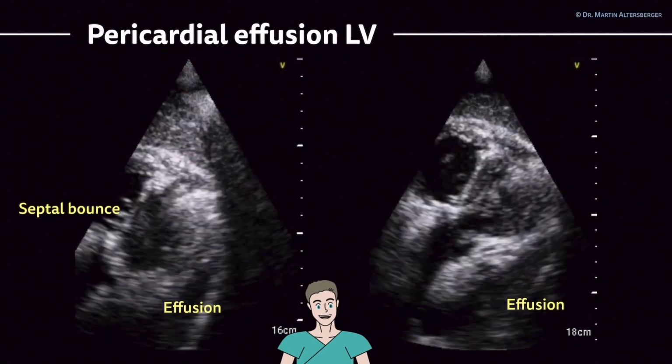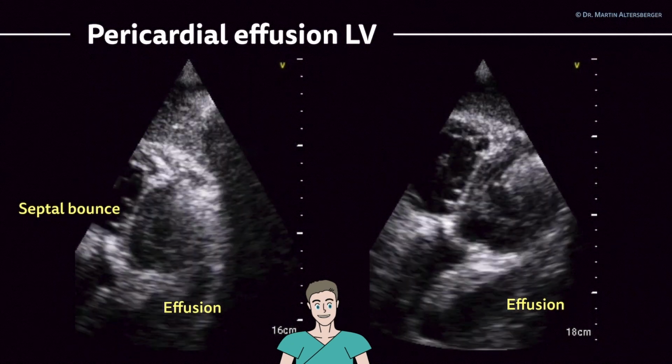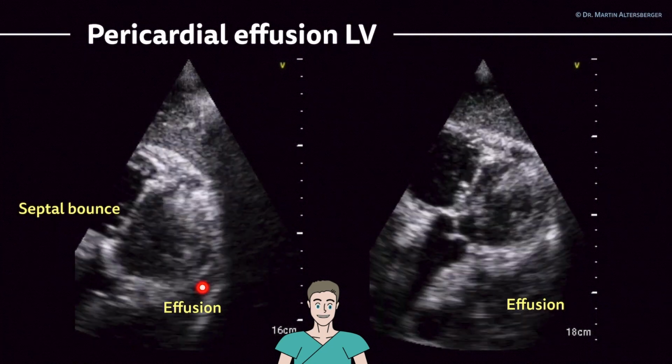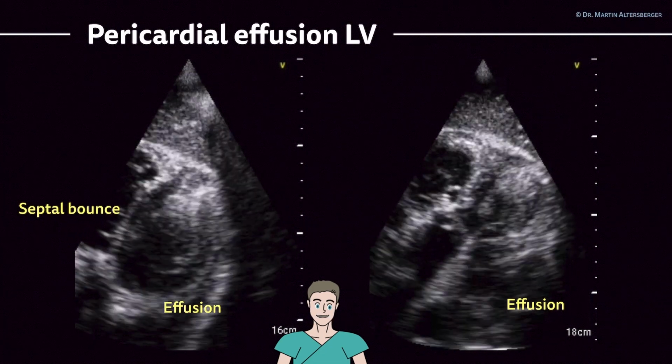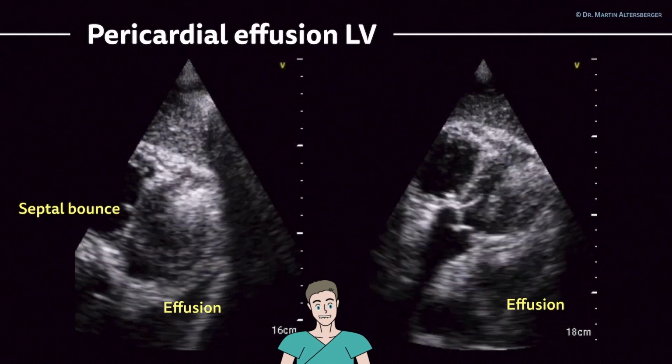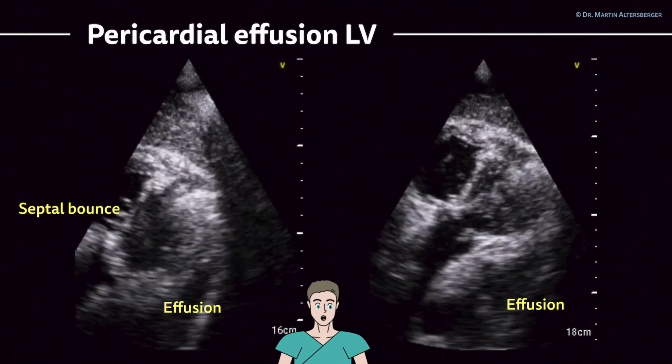And the first views you can get in this patient already from a subcostal approach, which show you, even though it's in the far field, a localized pericardial effusion and this weird movement of the interventricular septum called septal bounce.